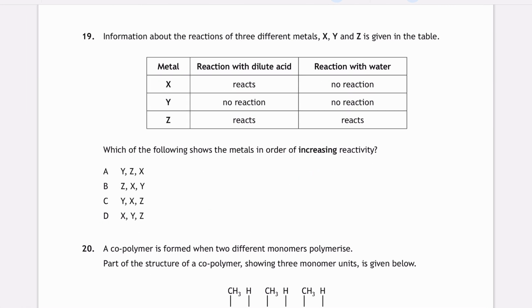Question 19, placing the metals in order of reactivity. It's quite straightforward, common sensey, this one, because you can see Y doesn't react with anything, so that would be the least reactive. The important bit is you know what order you're doing it in, so sometimes I'll write least to most and then put an arrow so I remember what order I'm actually listing them in. So the least reactive is Y. Then the next most reactive, or least reactive, most reactive in the middle is X, and then the most reactive would be Z because it reacts with both things. So that would give us answer C.